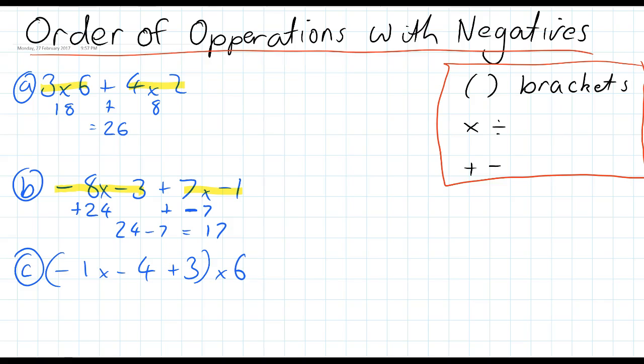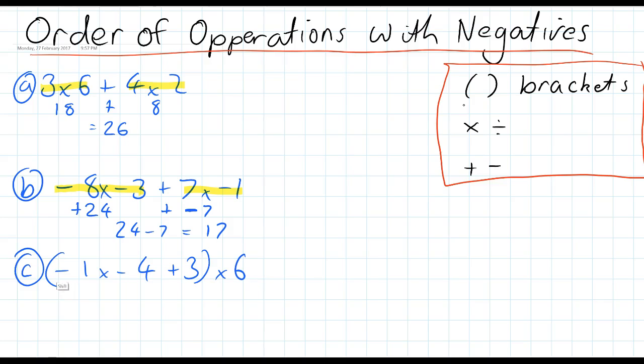Finally, for the last one, we've got brackets involved. We've got 2 things inside the brackets: minus 1 times minus 4, and then add 3. So we go back to our BODMAS again. Even though there's brackets and we do them first, we do the times and divide inside the brackets before the plus and minus inside the brackets.